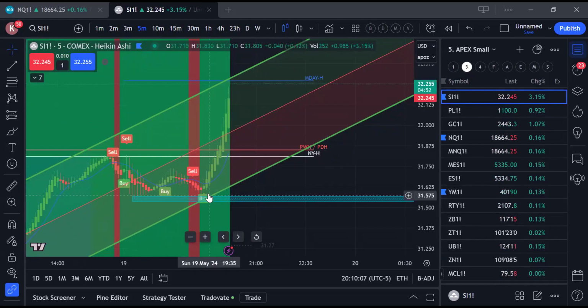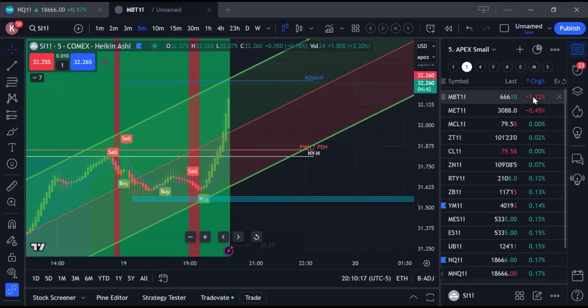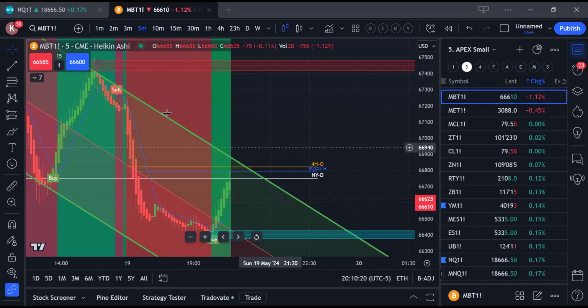You are following a system. If it is bullish, I will wait for the green color, wait for the buy signal, and take a trade. If something is bearish, you wait for the sell signal, the red background.